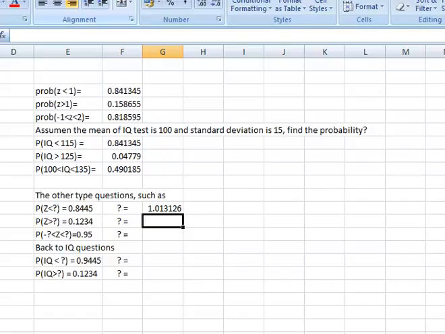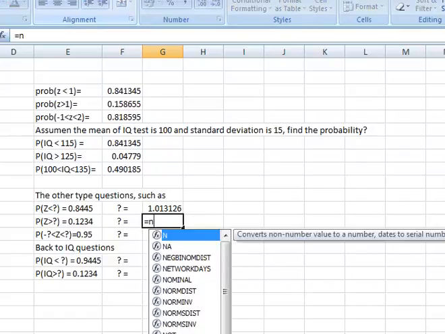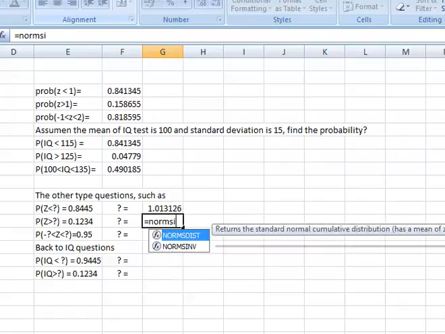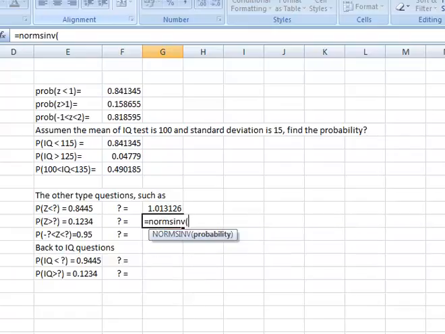Now if you say the probability z greater than some number equals 0.1234, so this number will be equal NORM.S.INV. Then we put 1 minus the given probability 0.1234. So that's the z value.